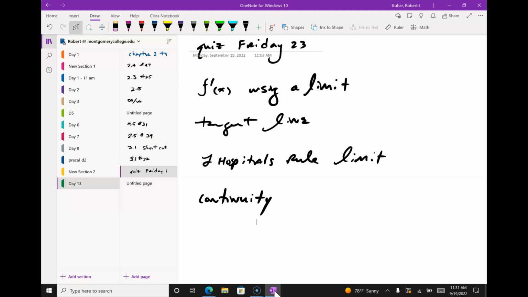The Bovenstof's rule limit, so it's going back to section 2. So there's just a limit, so we have to get the height of the function, so the Bovenstof's limit, and then a continuity function. Good? Yes, we're good?